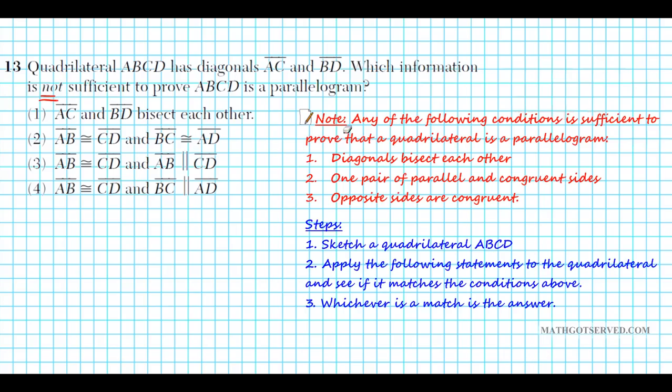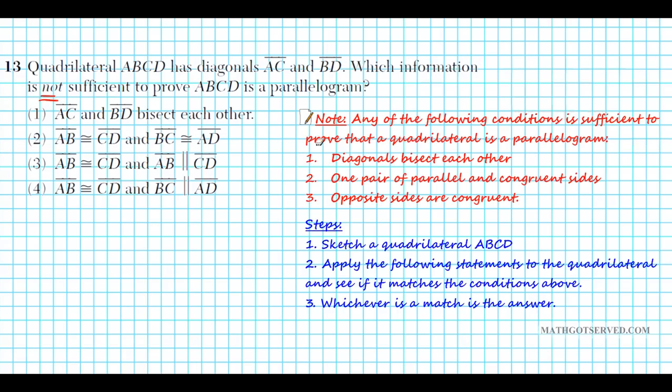Be careful about that. Now, something to note, actually 3 things to note, is that any of the following conditions is sufficient to prove that a quadrilateral is a parallelogram. Condition 1, that diagonals bisect each other. So if you have a quadrilateral and the diagonals bisect each other, that quadrilateral is automatically a parallelogram. 2, if you have one pair of parallel and congruent sides, that quadrilateral is a parallelogram. And lastly, if opposite sides are congruent in a quadrilateral, that quadrilateral is a parallelogram.